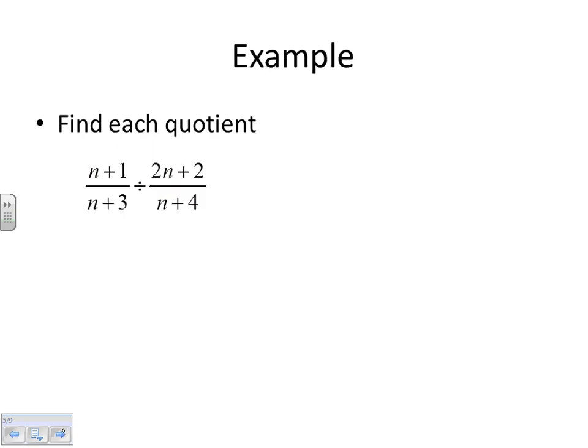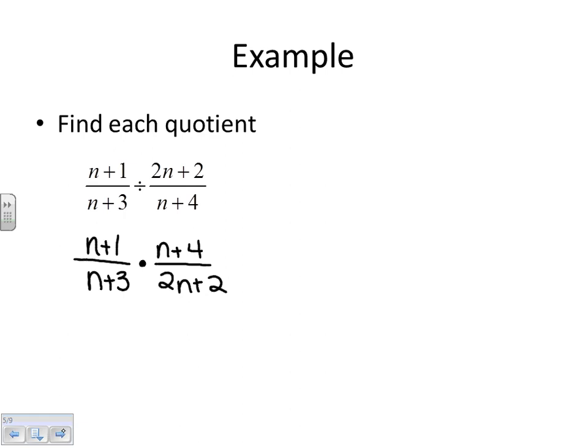So now we're going to look at polynomials. All right, same process. We've got this division with a couple fractions, so we're going to flip and multiply. So let's just rewrite it first. n plus 1 over n plus 3 times n plus 4 over 2n plus 2.